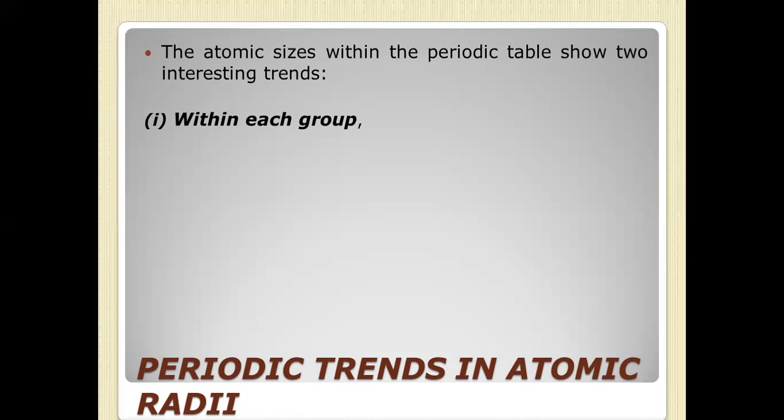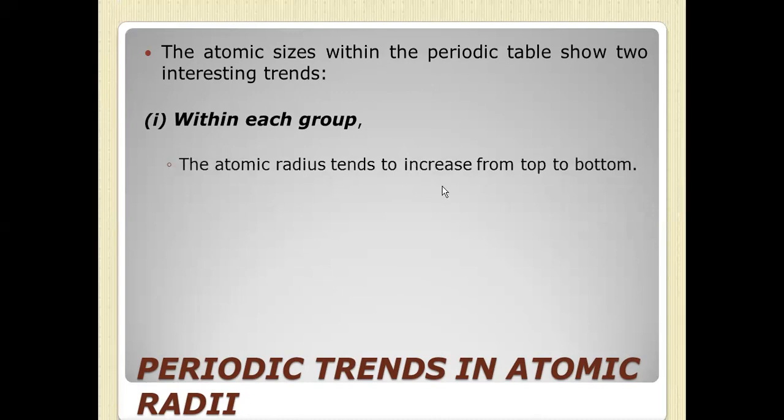So when you go down each group, what is happening actually? The atomic radius tends to increase from top to bottom. Simply you can say the atomic radius is increasing down the group. You can see the word very clearly.